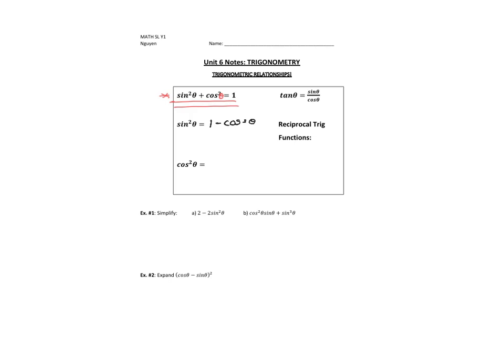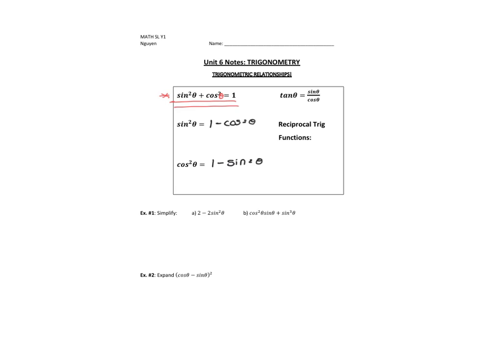And then the same is true for cosine squared theta. Now, the reason that we look at those rearrangements is because in a trig proof, you're going to need to rearrange your formulas sometimes in order to prove what they're asking you to prove. Okay, now where do these things come from?